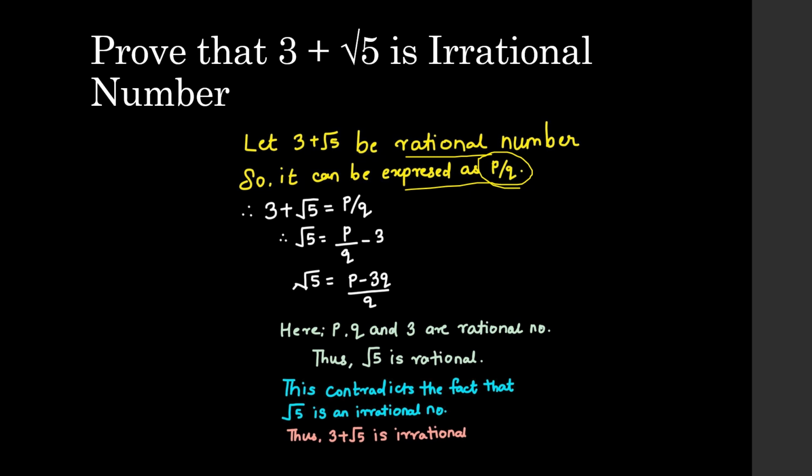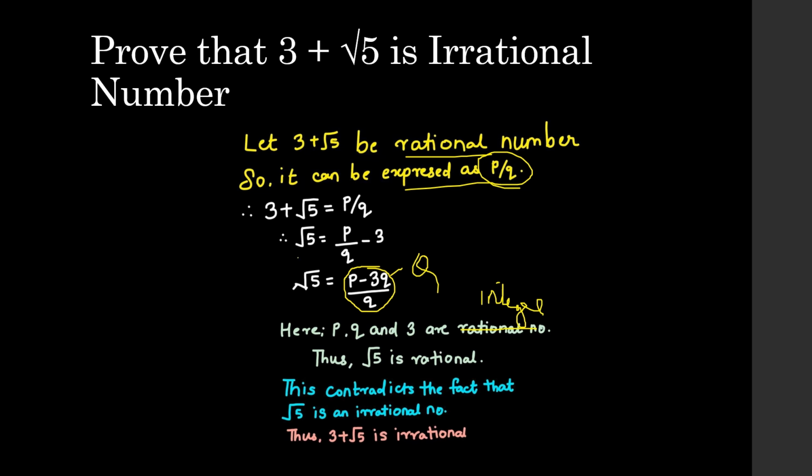Root 5 is equal to p upon q minus 3. This 3 will shift to the right hand side. So root 5 is equal to (p minus 3q) upon q, after doing the cross multiplication. Here we can say that p, q and 3 are integers. Yes, they are rational numbers, but we'll say they are integers. Therefore the right hand side is a rational number as it is in the form of p upon q. Since p, q and 3 are integers and it is in the form of numerator upon denominator, we can say that the right hand side is a rational number, that is Q. Q is the symbol for rational numbers.